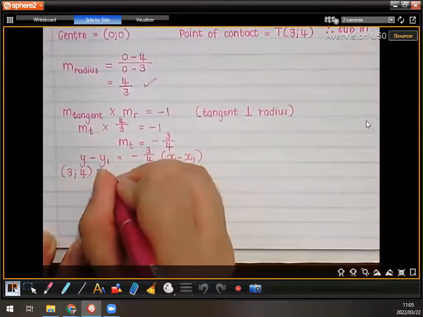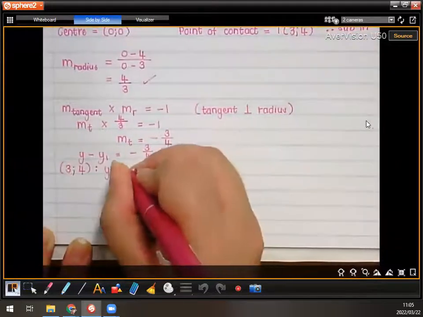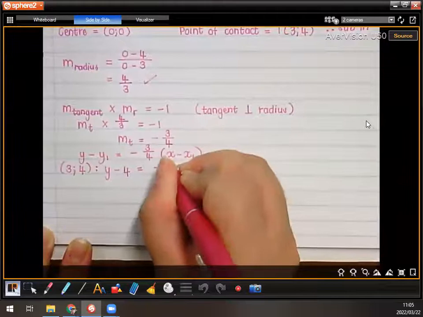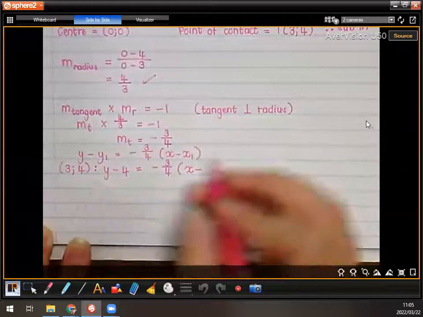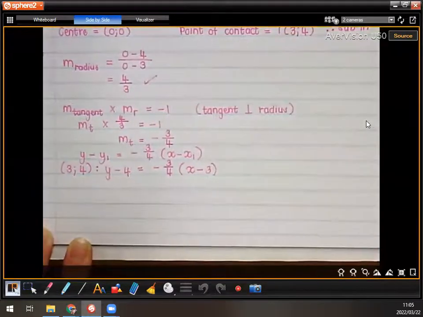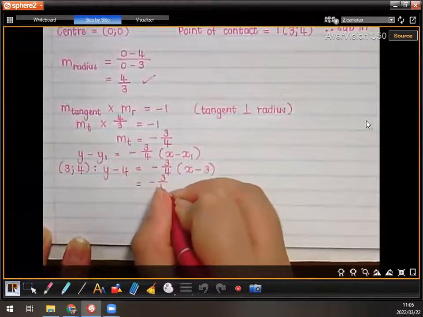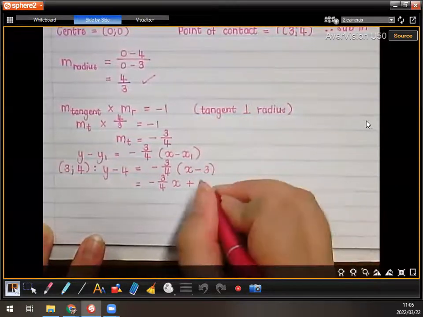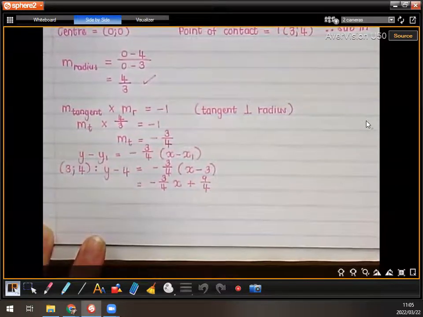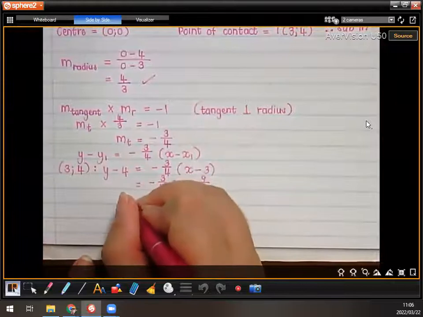We're going to say y minus, remember y1 is the y value of this point that we're subbing in, 4 is equal to -3 over 4 times x minus x1, which is the x value of the point that we're subbing in. Just going to multiply these brackets out. We have -3 over 4 x plus, we're doing -3 over 4 times -3, that's +9 over 4. But we're not done yet. I still need to move this -4 over to the other side and add 4.